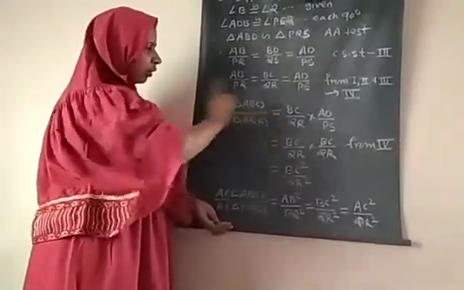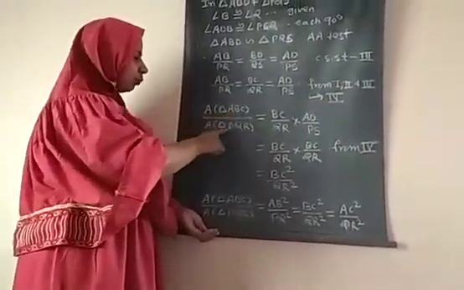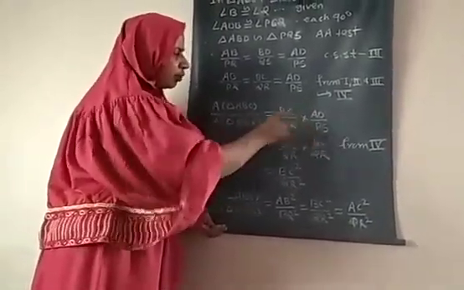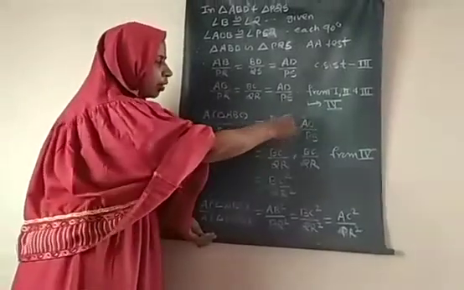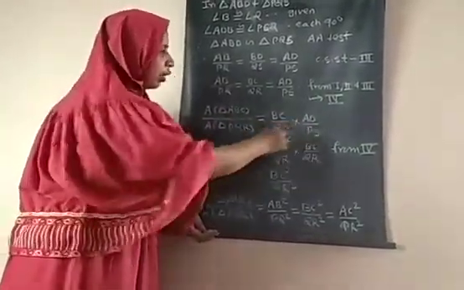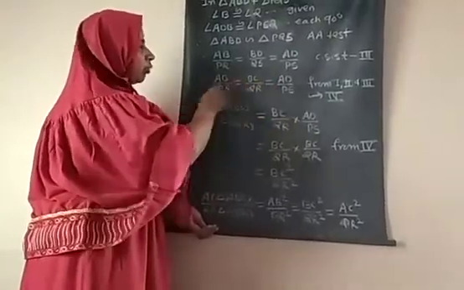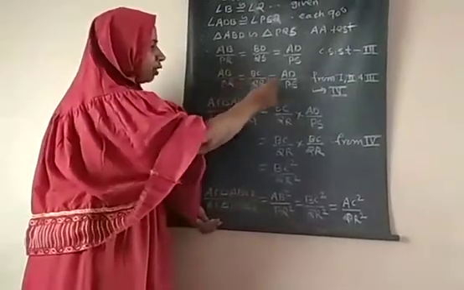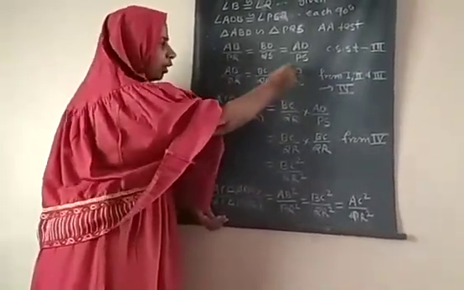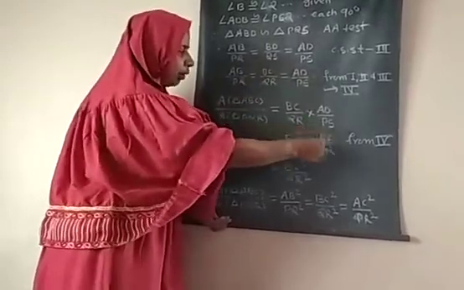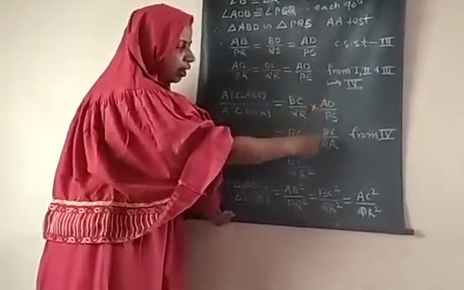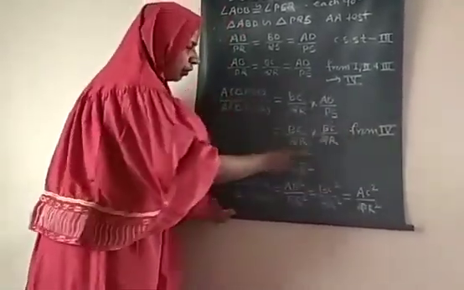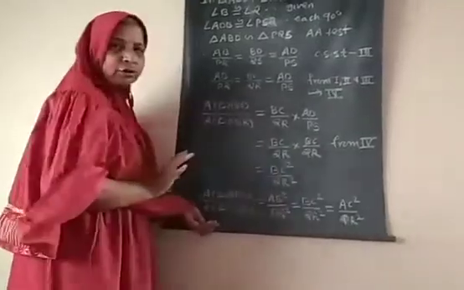Now again, we write the same statement: area of triangle ABC upon area of triangle PQR is equal to base multiplied by height upon base multiplied by height, which is BC upon QR multiplied by AD upon PS. Now, AD upon PS we are replacing from equation 4 with BC upon QR, since these two are equal. So in place of AD upon PS, we write BC upon QR from equation number 4. BC into BC is BC square, upon QR into QR, QR square.